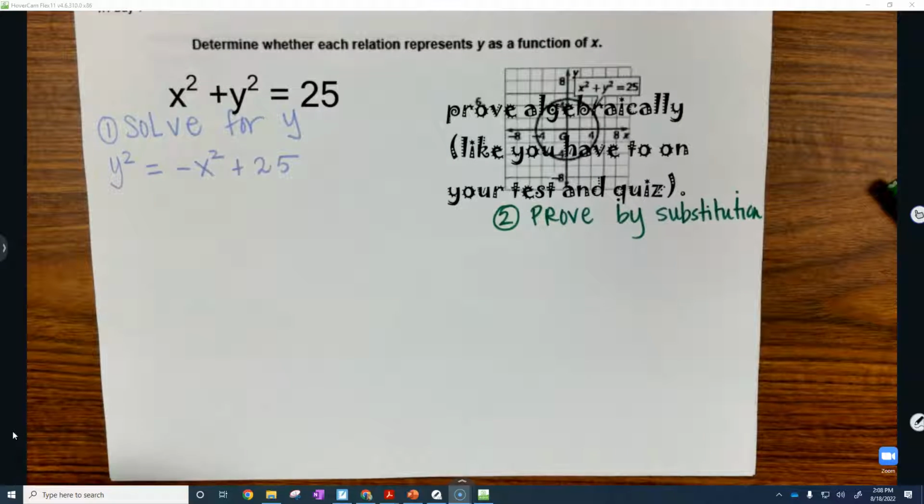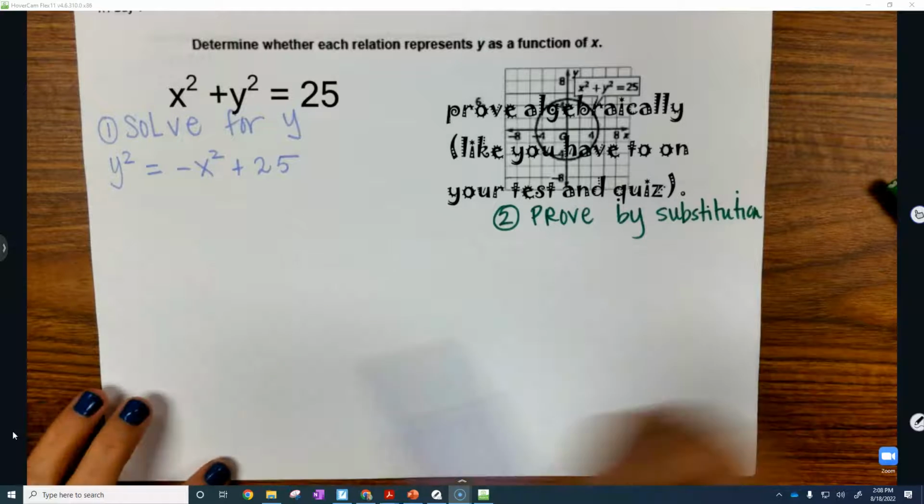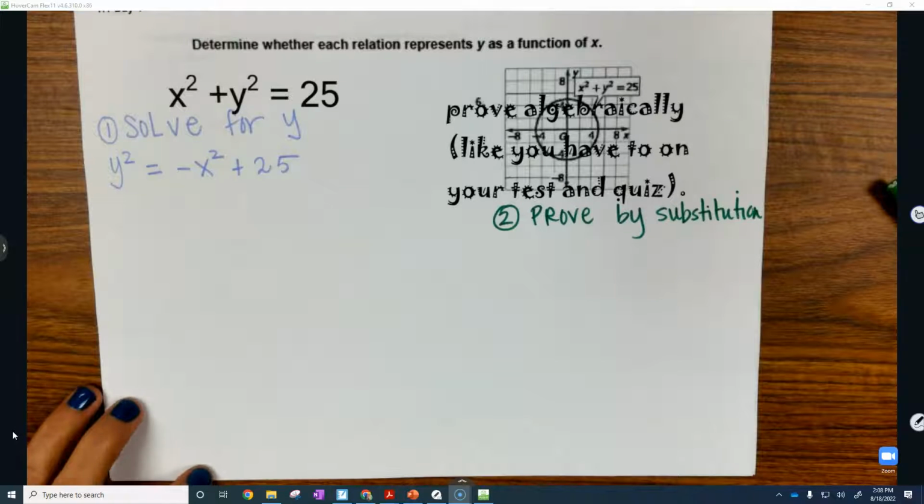And then from there, y'all, y is not by itself. It's being squared. How do you undo something being squared? You square root it. Very good. Okay, listen. When you put your pencil to the paper and you draw a square root symbol, you always have to draw something else. Do you guys remember what it is?